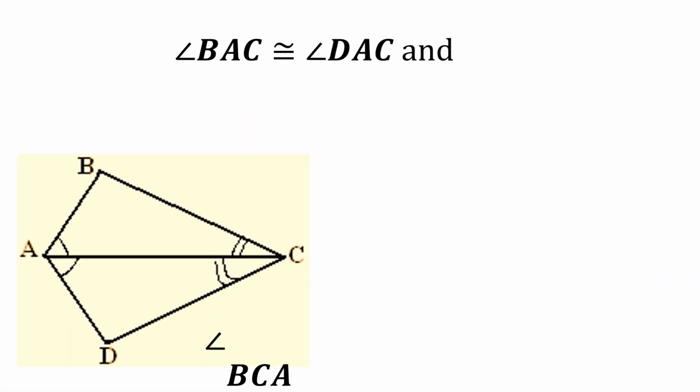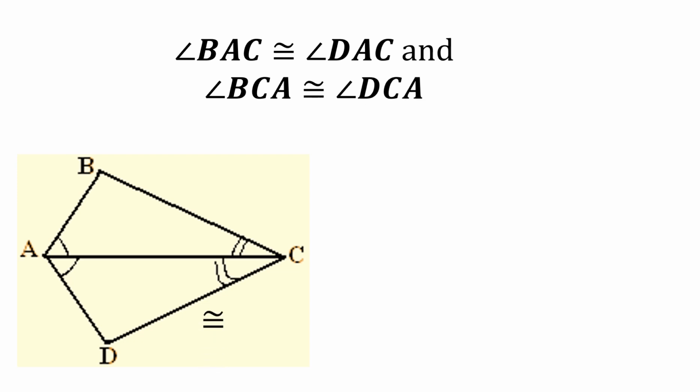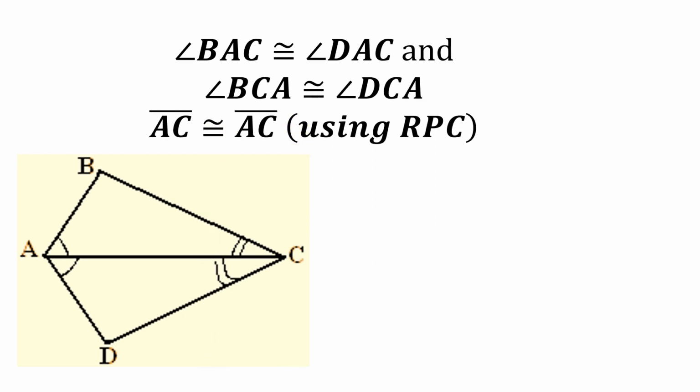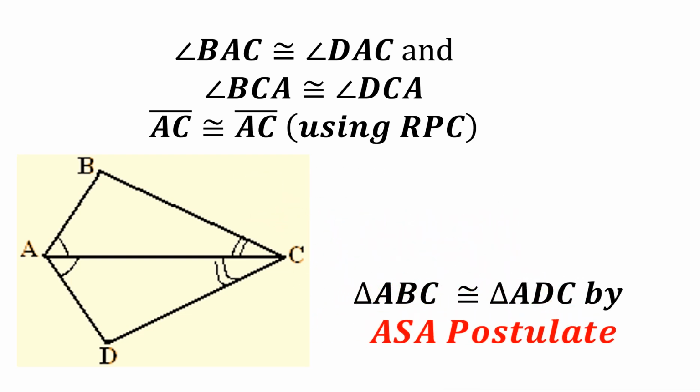Third example, angle BAC is congruent with angle DAC, and angle BCA is congruent with angle DCA. And based on the illustration, we can see that side AC is congruent with side AC using reflexive property of congruence. Thus, the two triangles are congruent. So our congruence statement would be triangle ABC is congruent to triangle ADC by ASA postulate.